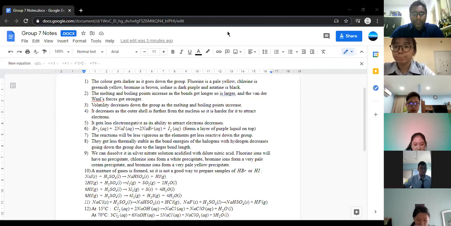They will get less thermally stable going down the group, the hydrogen halides, as the bond energies of the halogens with hydrogen will decrease, and this is due to the larger bond length of these bonds.